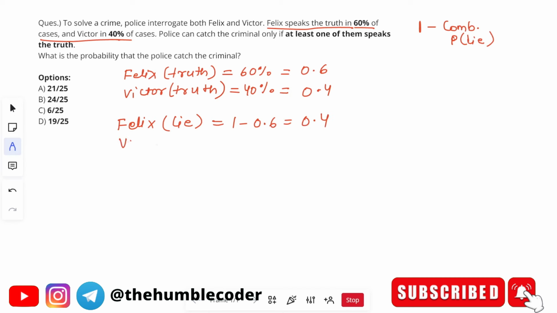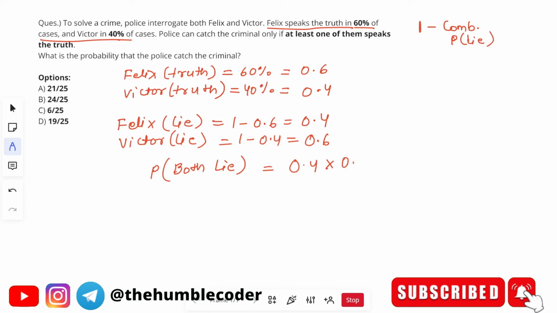In the same way, for Victor, the lie probability is 1 minus 0.4. Okay, so this is going to give us what? 0.6. So we have got the lie probability. Now what we will do, we will combine both the lie probabilities, because I told you, right, we need to subtract it from total, which is 1. So probability of combined lies will be 0.4 multiplied by 0.6, that is going to give us 0.24. Okay, now we have the combined lies.